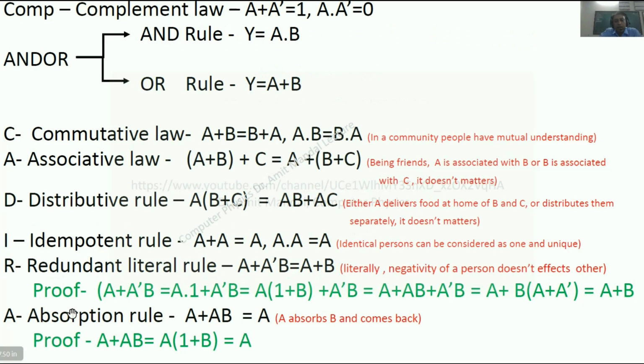Now, at the end is the absorption rule, which says that A plus AB equals A itself. You can memorize it like this: A goes, eats up B, absorbs B, and then comes back. It remains A. So A plus AB equals A itself. There is a simple proof. You can take A common, so inside the bracket 1 plus B. This 1 plus B is actually a case of OR gate. If 1 is added to any variable, it will give 1. So that is equal to A itself.